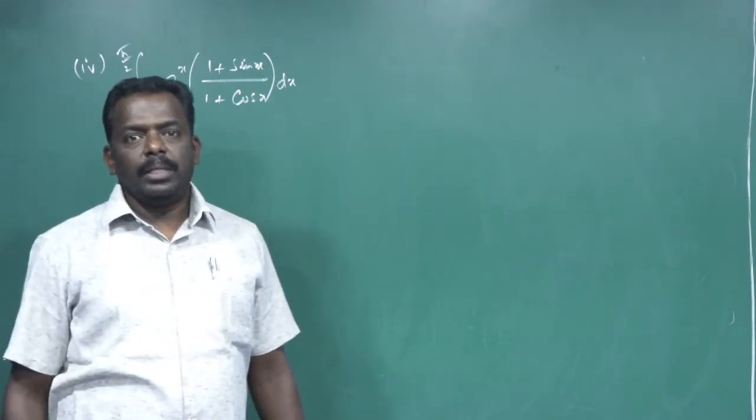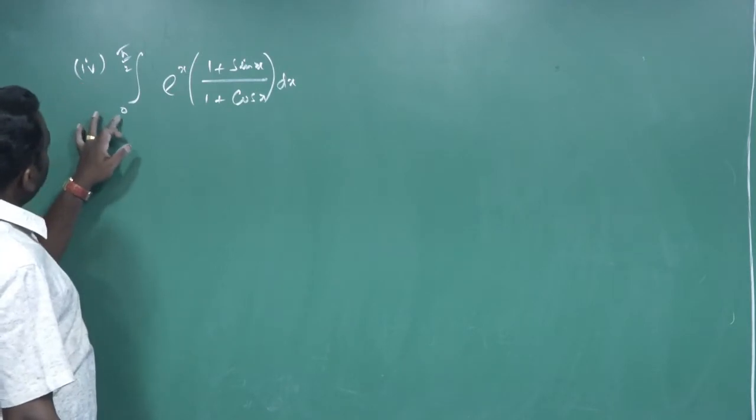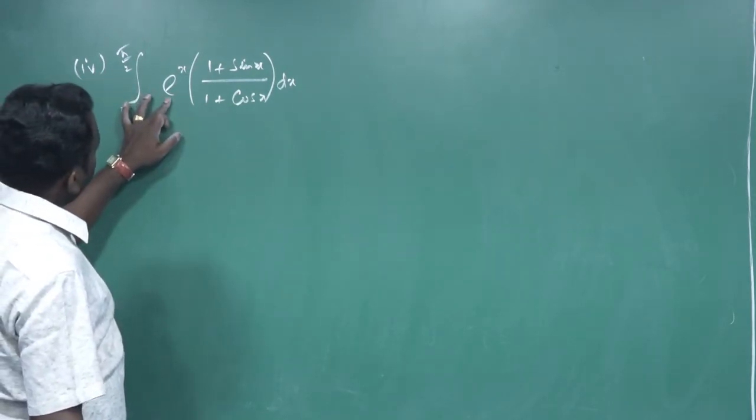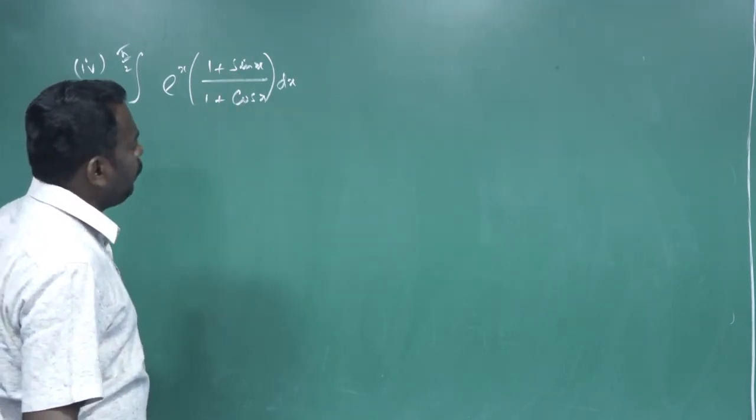Come to the next exercise problem, subdivision number 4. The given integral is from 0 to pi by 2 of e power x into 1 plus sin x by 1 plus cos x into dx.